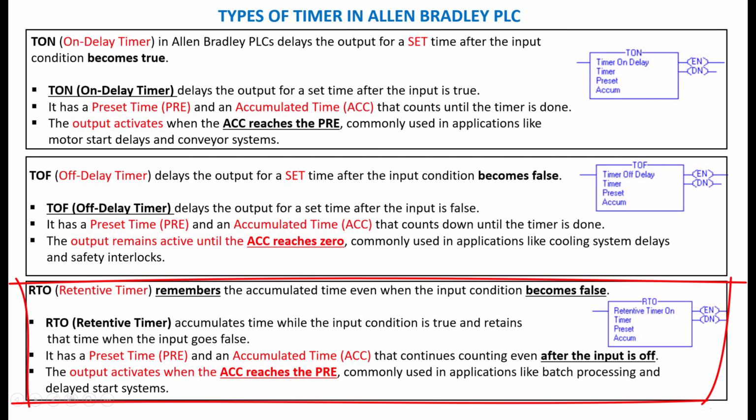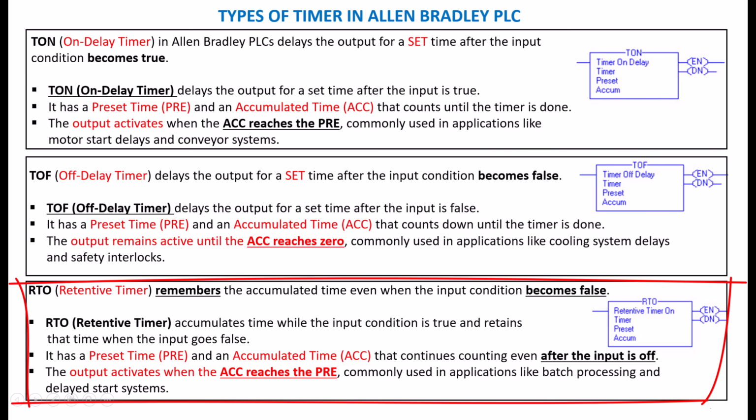Finally, we will discuss the RTO, or retentive timer. The retentive timer is a bit different from both the TON and TOF. It is designed to remember the accumulated time even if the input condition goes false. This means that if you have a process that requires tracking time across different stages, the RTO is your best option. When the input condition is true, the RTO counts up to the preset time, just like the other timers.